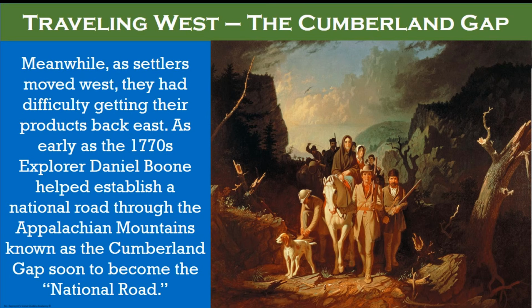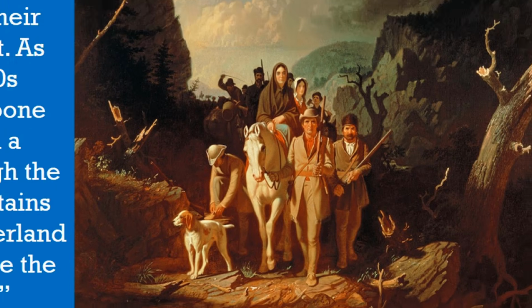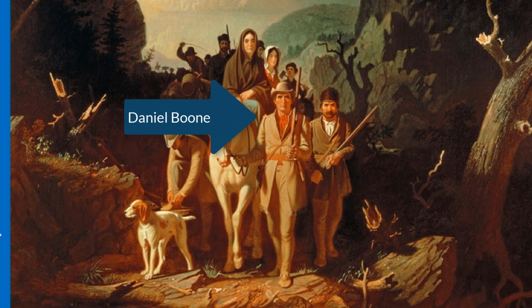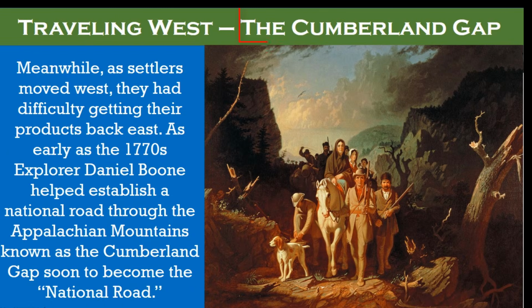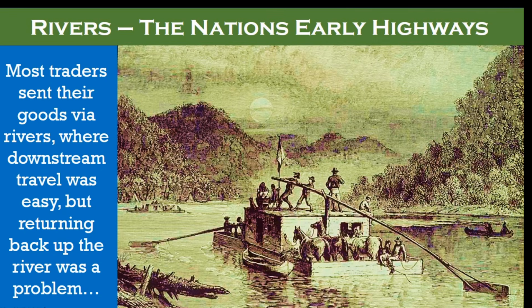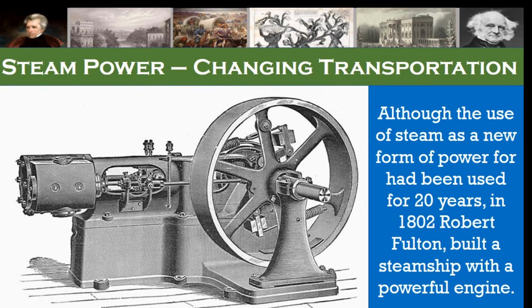Meanwhile, as settlers moved west, they had difficulty getting their products back east. As early as the 1770s, explorer Daniel Boone helped establish a national road through the Appalachian Mountains, known as the Cumberland Gap, soon to become the National Road. Most traders sent their goods via rivers, where downstream travel was easy, but returning back up the river was a problem.